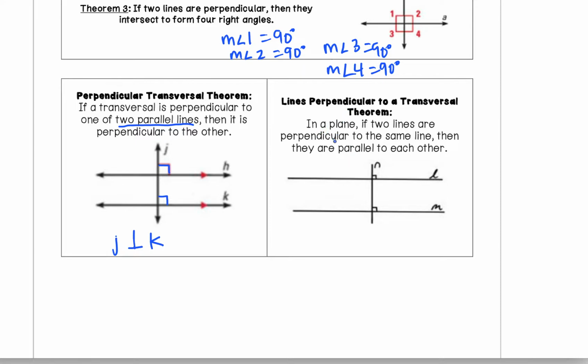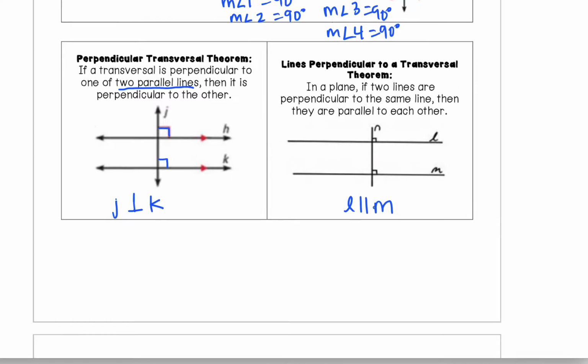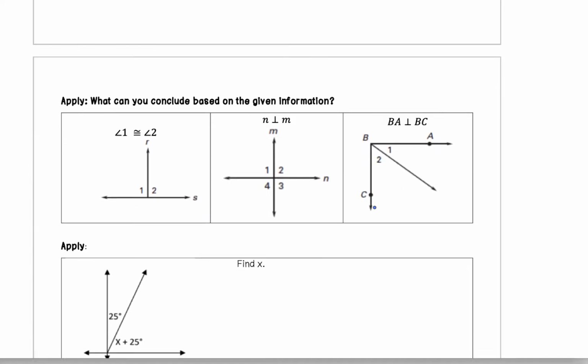Our other theorem, lines perpendicular to a transversal theorem in a plane, says if two lines are perpendicular to the same line, then they are parallel to each other. So if two lines, L and M, are perpendicular to line N, then we can conclude that line L will be parallel to line M. But that was because N was shown as being perpendicular to both of them. So we're going to apply all of these on the back here.